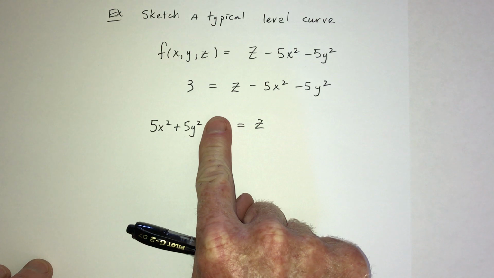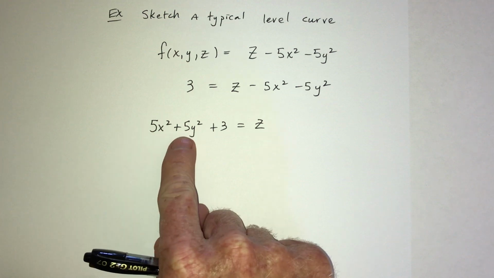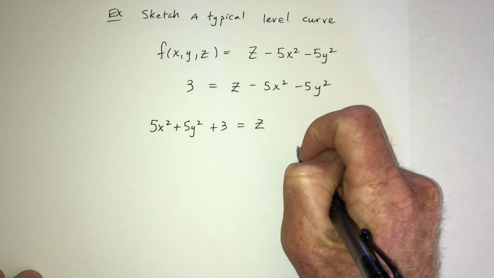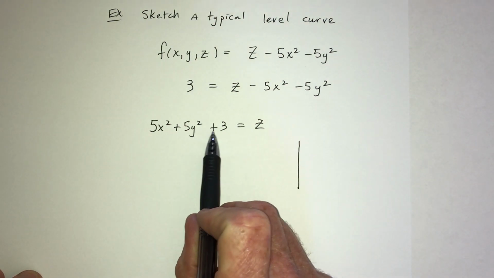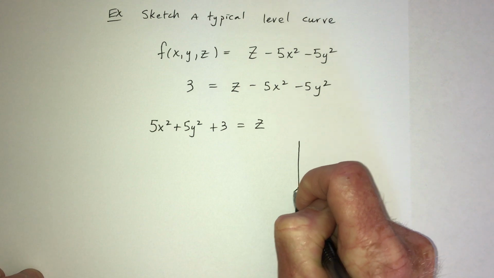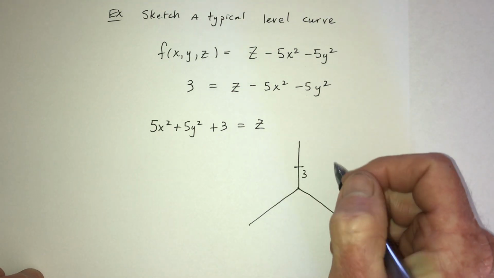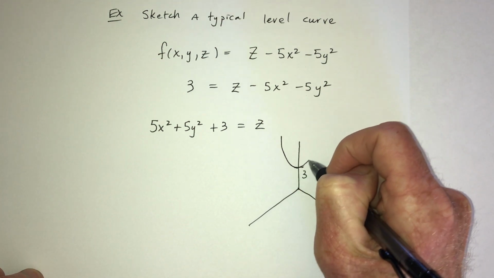If it didn't have the plus 3, that would be a paraboloid. And because these 5s are the same, it's going to be a circular paraboloid. Then with the plus 3, that just means that the z was shifted up by 3. So shift up by 3, and then make a circular paraboloid.